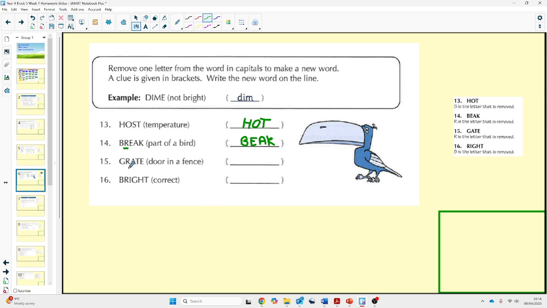Number 15, we've got great, and then we've got a door in a fence. And of course, if we remove the R here, we get the word gate. So this is all about just building up your word knowledge, getting familiar with lettering and spellings. Number 16, we've got bright, and then this word means correct. So if we remove the B, we'll be left with right. So well done if you've got those correct.